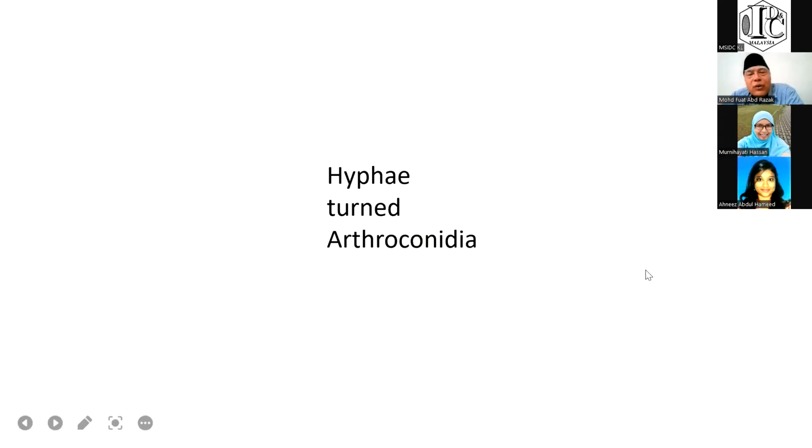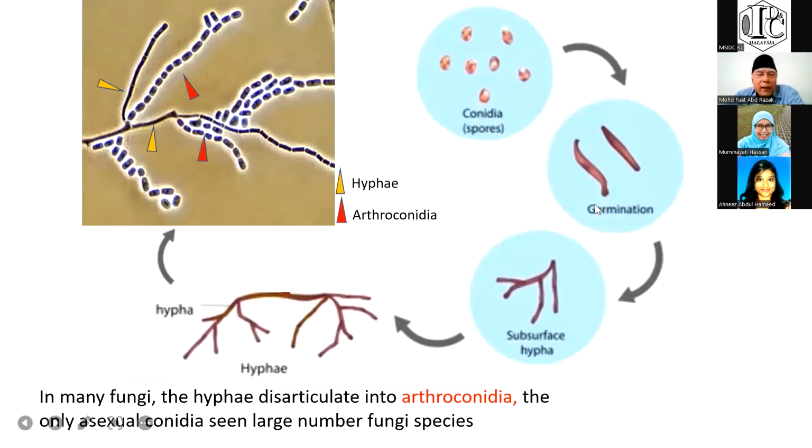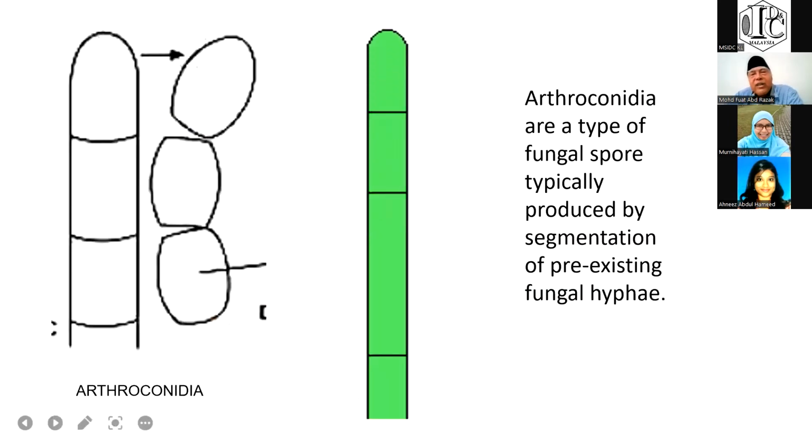Okay, let's move on to hyphae turning into arthroconidia. In many fungi, the hyphae disarticulate into arthroconidia, and it's probably the only asexual conidia seen in a large number of fungal species. So we normally don't use the characteristic of arthroconidia for identification. This is how arthroconidia are formed.